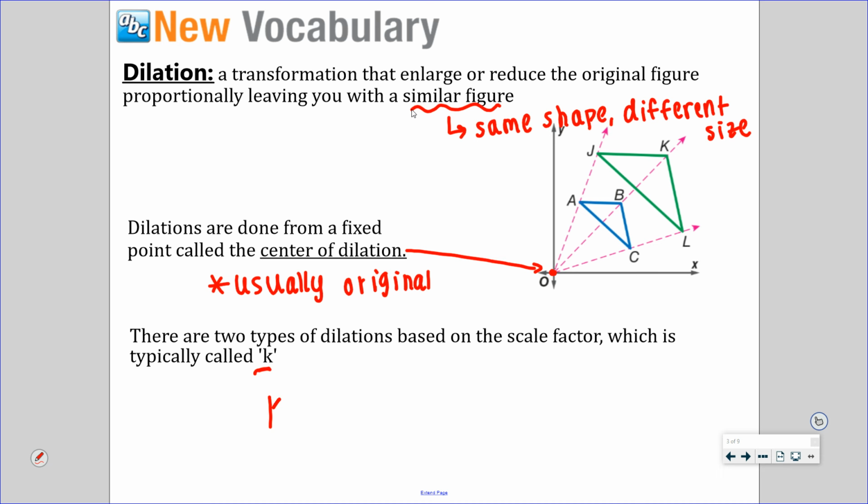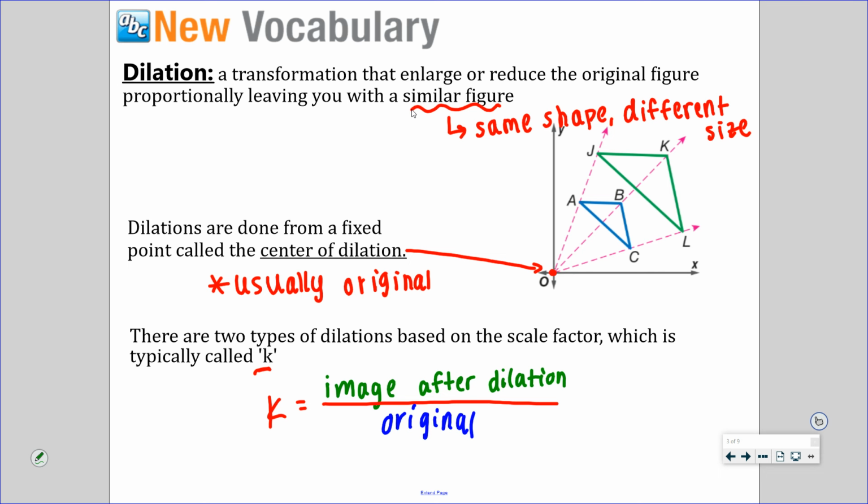So how we're going to write our scale factor is as a ratio, this one's important, of the image after we perform the dilation. So after the transformation, that's going to go on top. A ratio of that to the original always goes on bottom for these ratios. Okay, we'll do a couple examples and I'll kind of explain why we do it that way. So you just want to write your scale factor as a ratio of the new figure to the original.